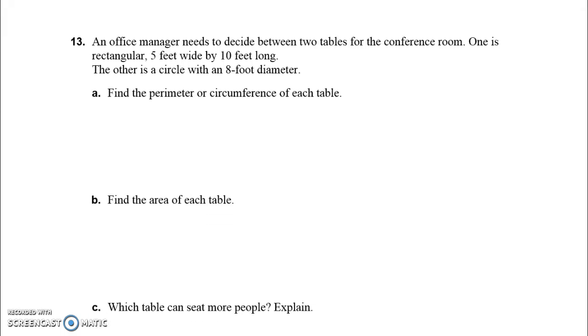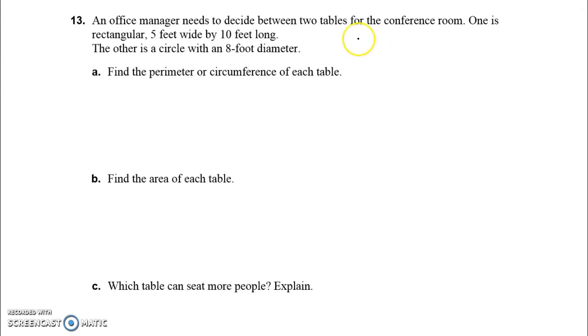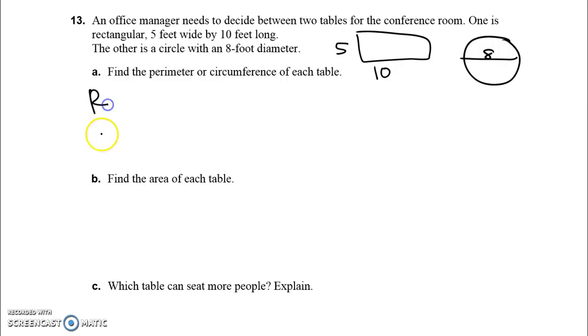Almost there. Number 13, an office manager needs to decide between 2 tables for the conference room. One is a rectangular table, 5 feet wide by 10 feet long. One is a circular table with an 8-foot diameter. Find the perimeter or the circumference of each table. So this is going to be my rectangle table and my circle table. So my perimeter of my rectangle is 10 plus 10 plus 5 plus 5, which gives me a perimeter of 30 feet.